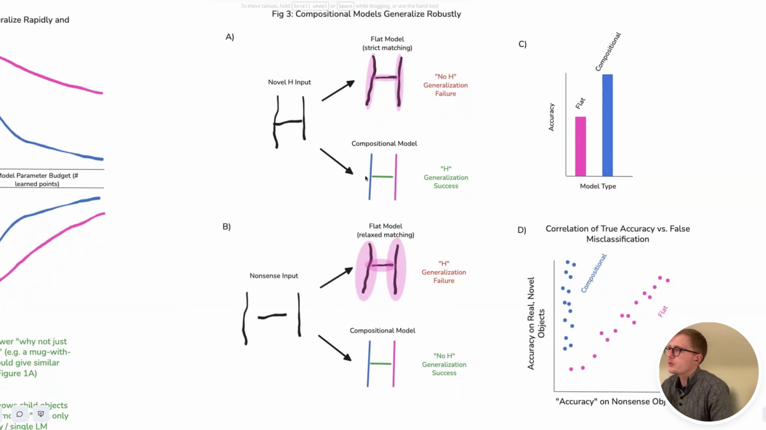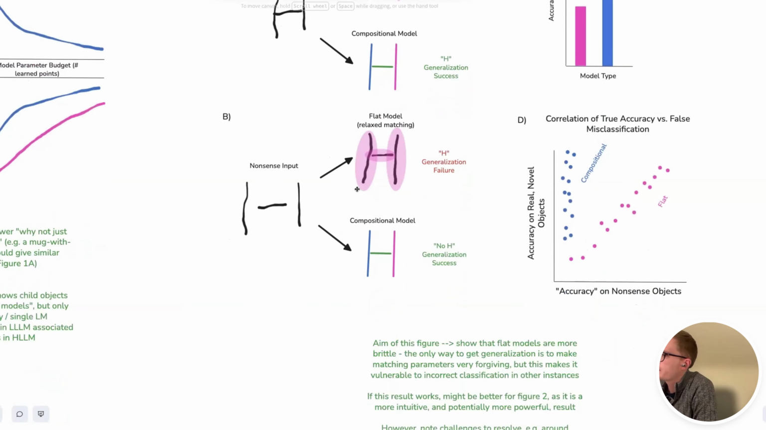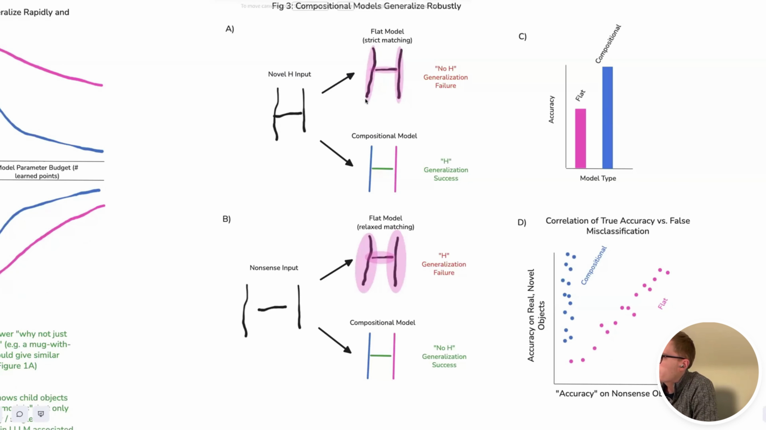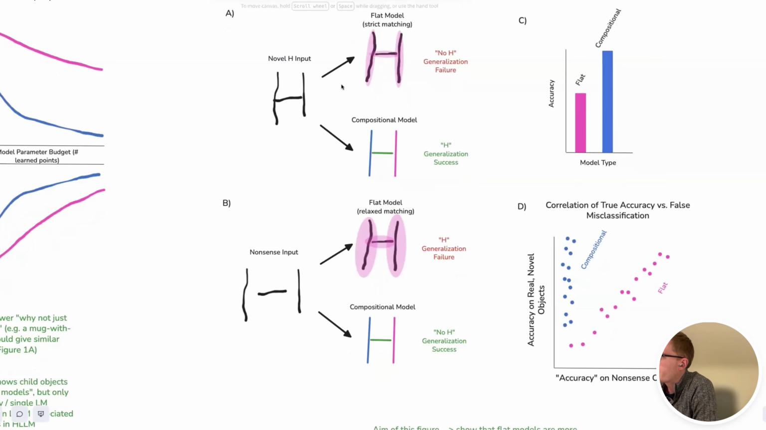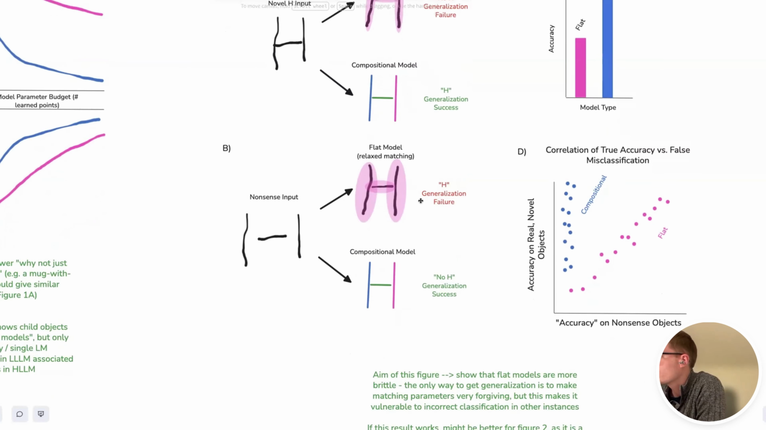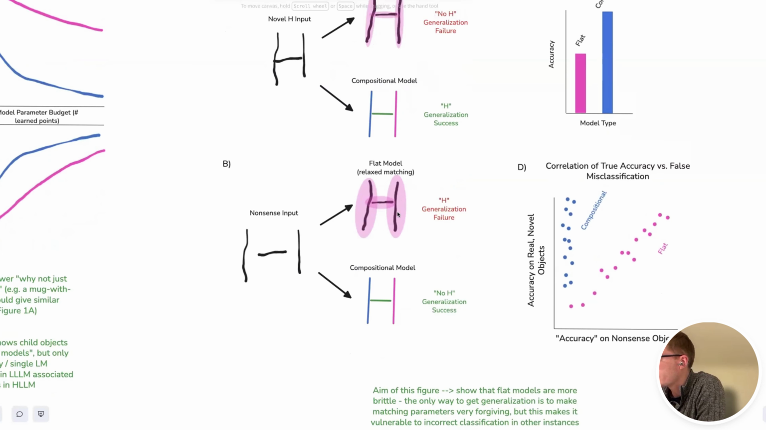Whereas with the compositional model, let me actually get to this one first, and then I'll go back to the compositional model. So then you might say, okay, well, let's just set the tolerances really, really wide, and then it'll still say, oh yeah, this is an H. But as you set the tolerances more loosely, in a more relaxed way, then suddenly nonsense inputs that shouldn't be recognized as this letter, or whatever the object happens to be, will be recognized as such. So in this case, the same model, now using relaxed matching, says, oh, actually, this is an H. So that's a failure.